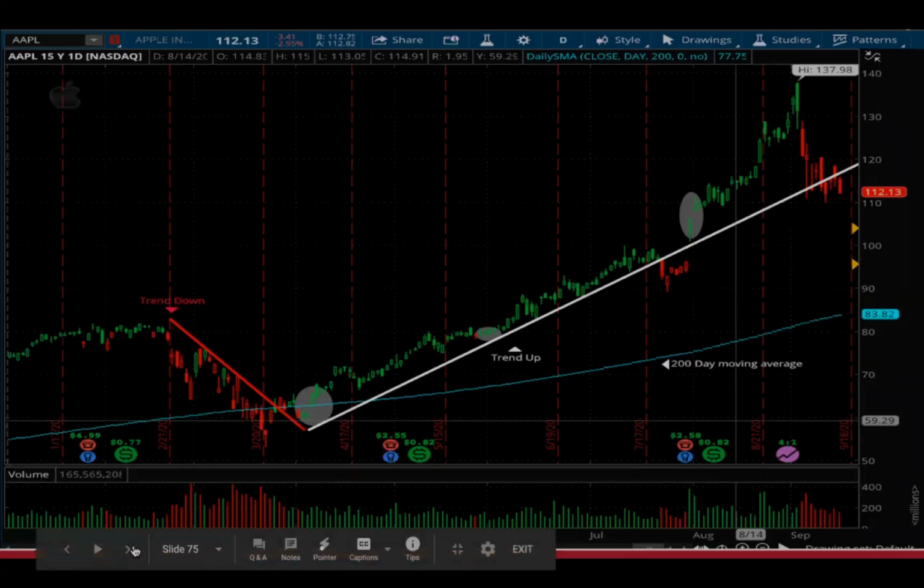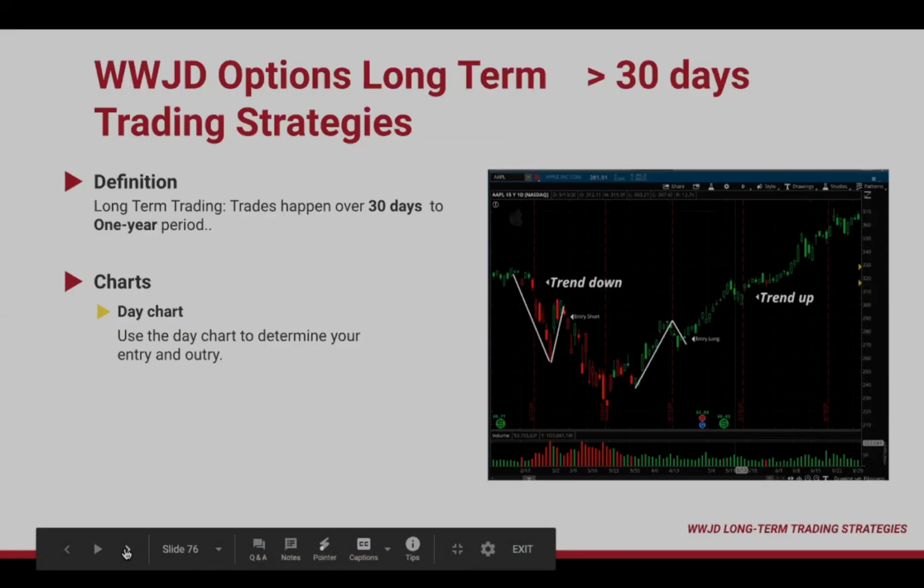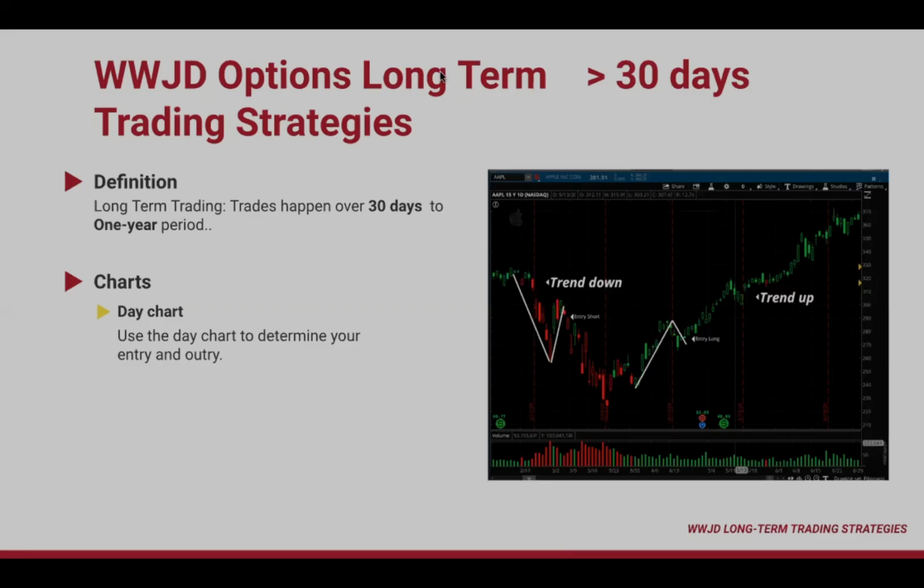So on that 30-day, long-term options, in my opinion, are 30 days or longer. Anything longer than 30 days. All right. You want to use your day chart when you're doing this. Remember, 30 days or longer, you want to look at a day chart. Trend lines, break it. You want to get in when it's green. Okay. That's the strategy for it.